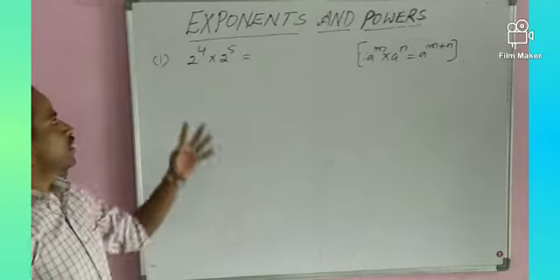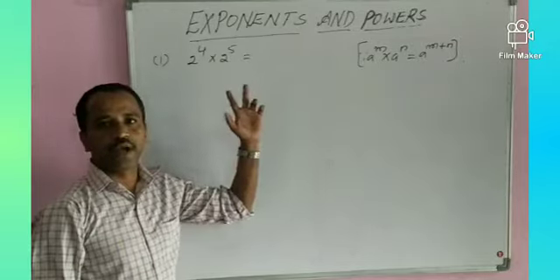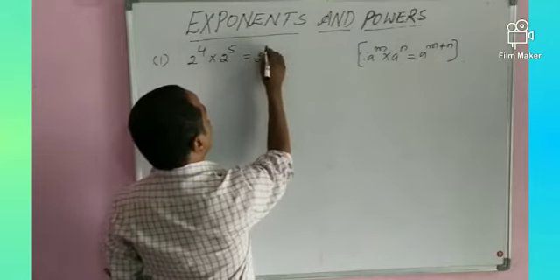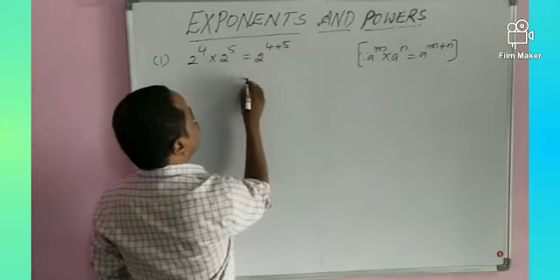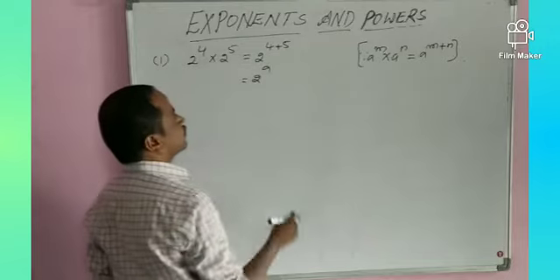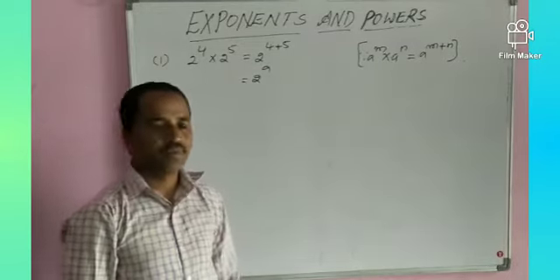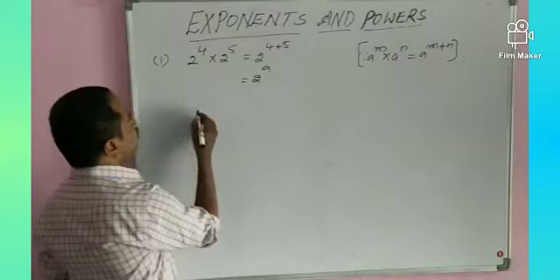So my dear students, bases are equal, powers should be added. It can be written as 2 power 4 plus 5. What is the answer? 2 power 9. 2 power 9 is the answer. At the same time, one more problem.